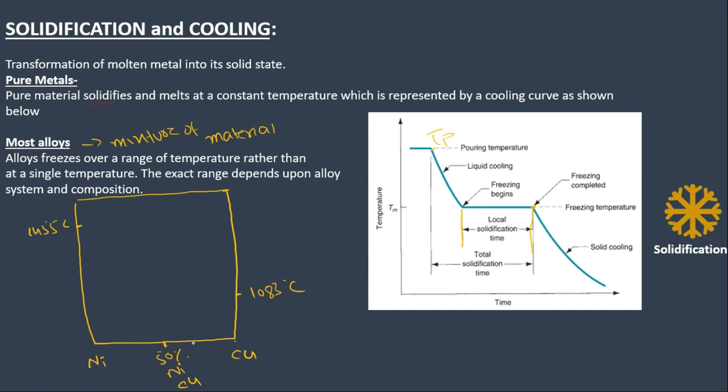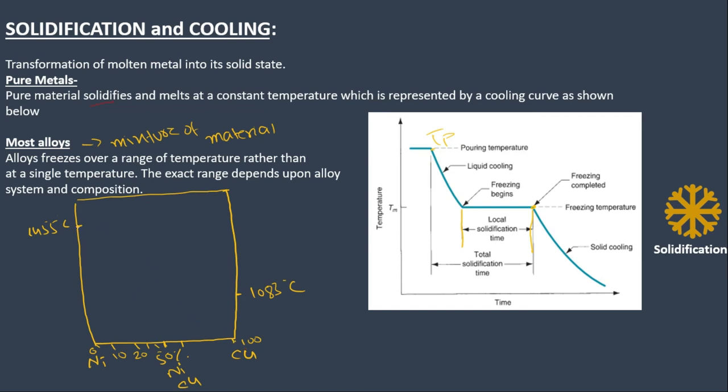So as you move here, if you write 0 here, it means you have 0% copper and 100% nickel. If you write 10 here, we have 10% copper and 90% nickel. If we write 20, we have 20% copper and 80% nickel. If 30, 40, 50 and so on, we have 100% copper here.